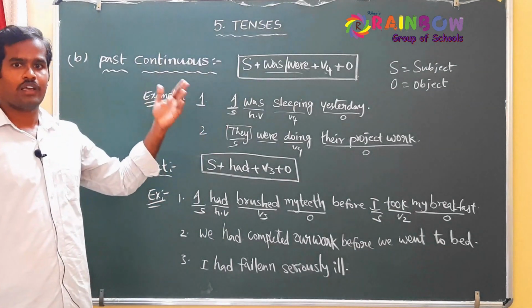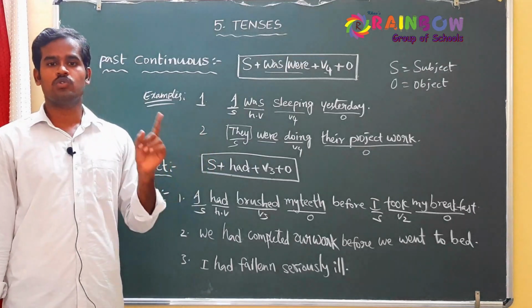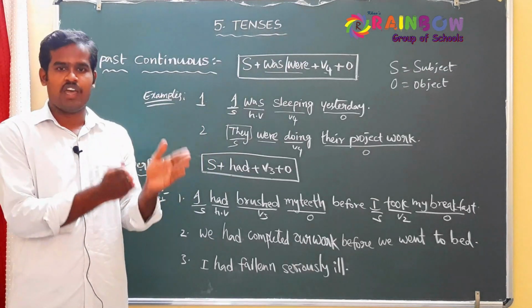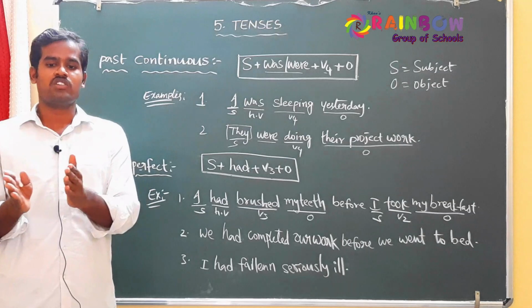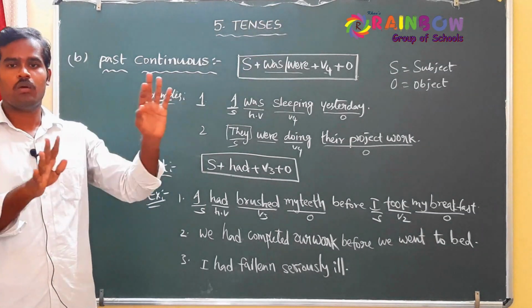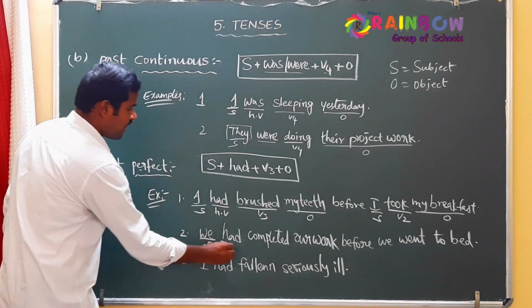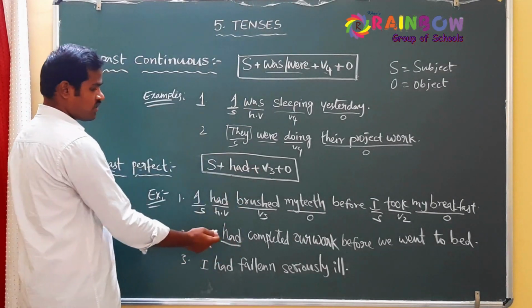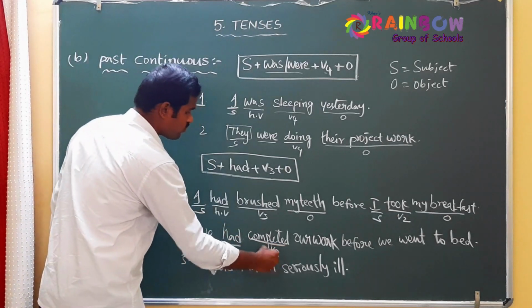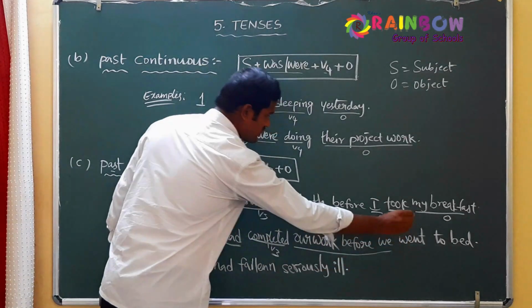Once again I am repeating, past perfect is used to express which action happened first and which action happened next when we have two finished actions in the past. And observe one more example. We had completed: had is from the past perfect structure and completed is V3, because had always accepts V3, and the remaining sentence is considered as the object.